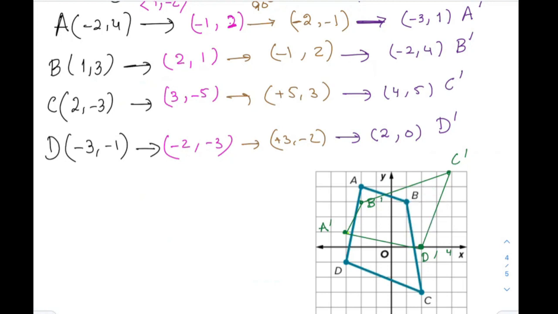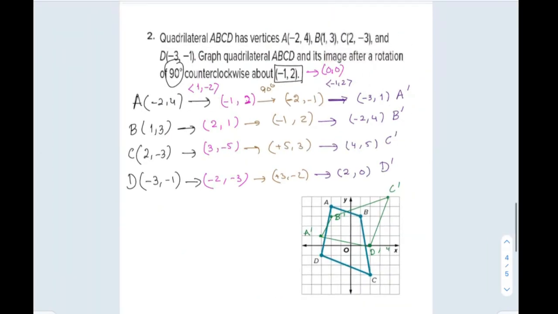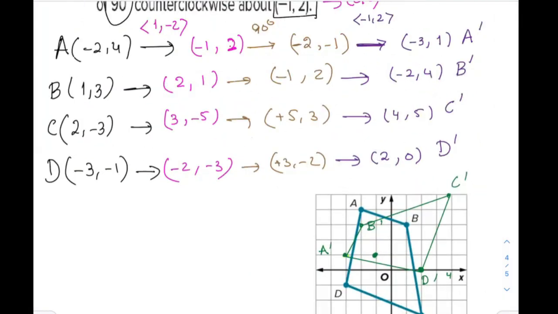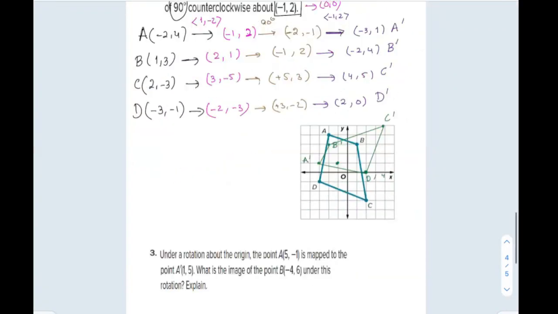It looks good. It is a rotation of 90 degrees about the point (-1, 2). This is (-1, 2), somewhere here. So as if you have really rotated the shape around this point 90 degrees, but 90 degrees counterclockwise.